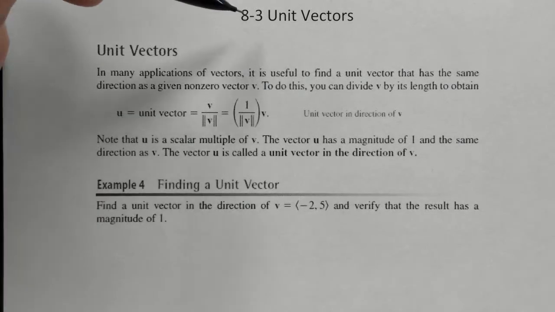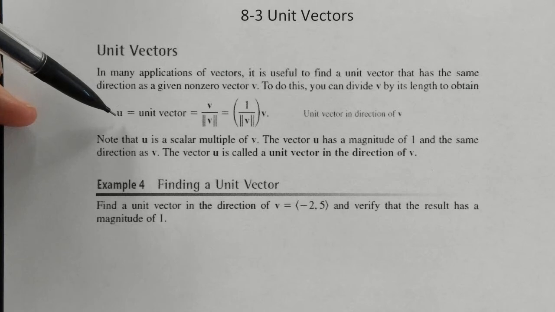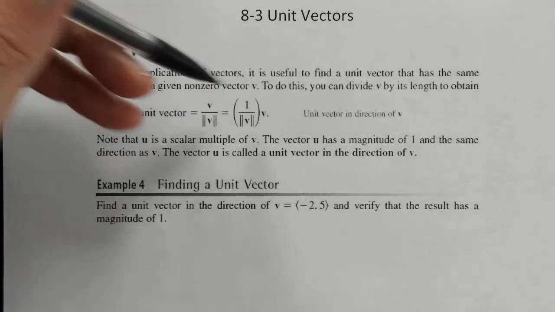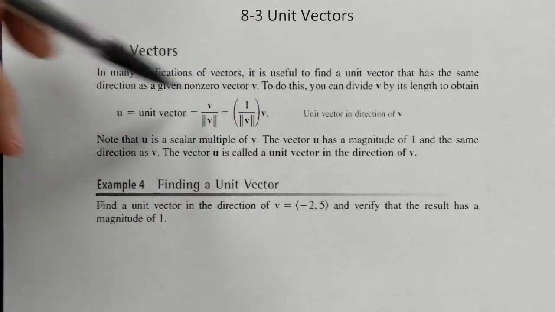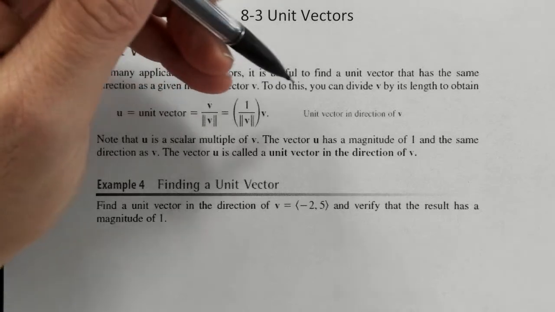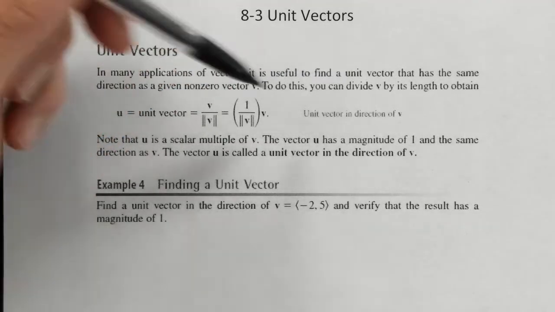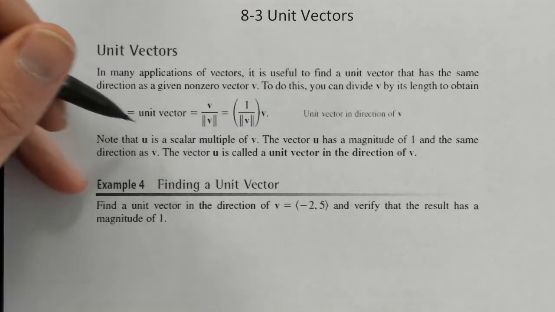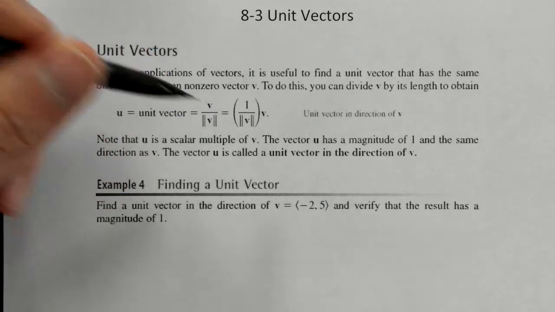Alright, so in this section, Unit 8-3, the topic here is unit vectors. When we're talking about a unit vector, it has the same direction as a non-zero vector v. In order to find the unit vector, all you have to do is take the vector and divide it by its length, or its magnitude. So the unit vector is equal to the vector divided by the magnitude, right?